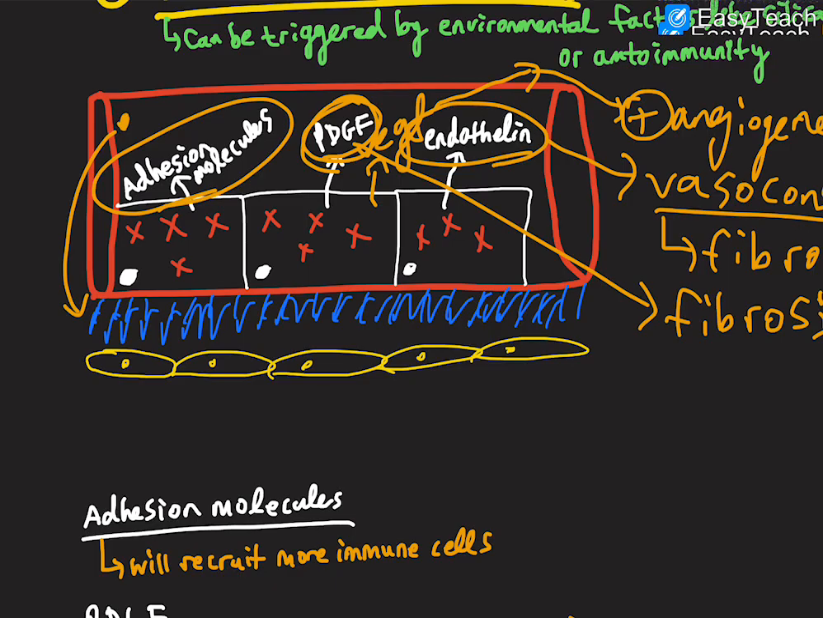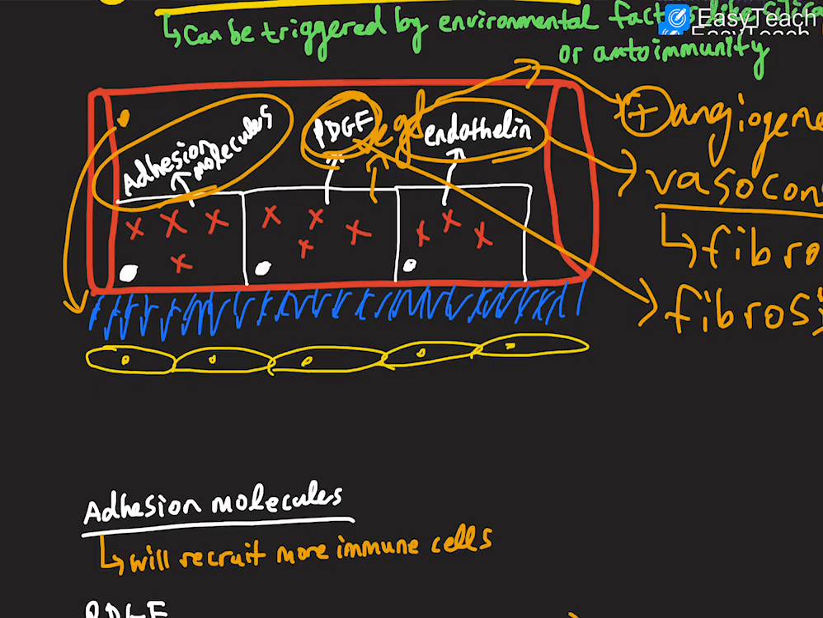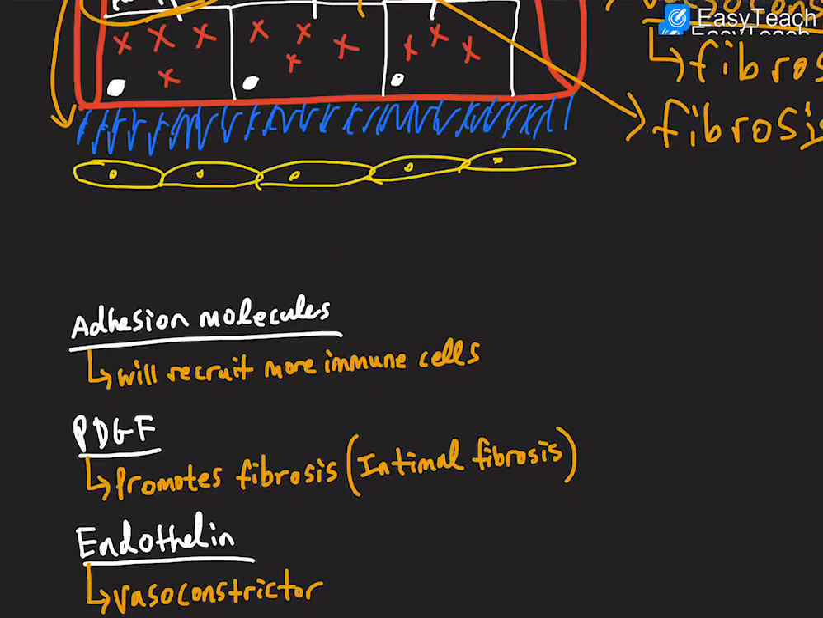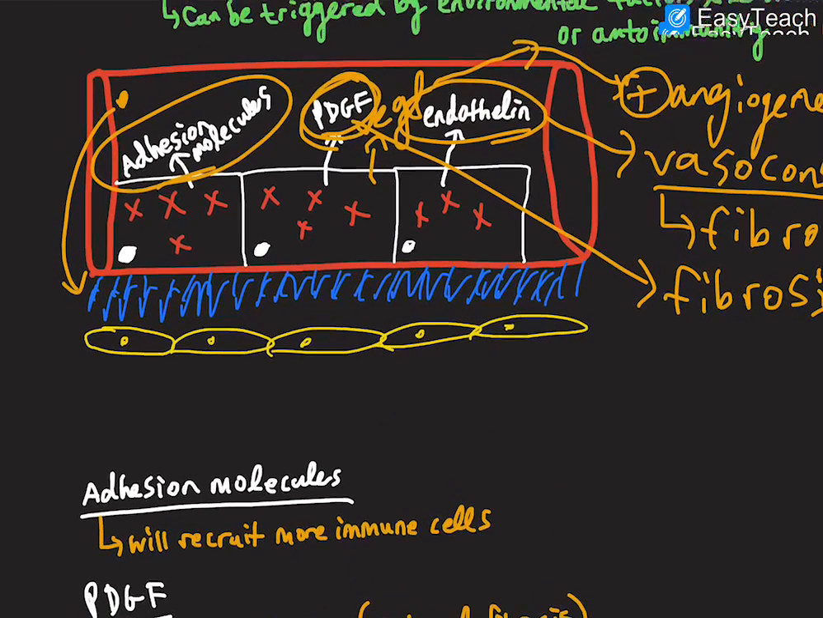Not only do these damaged endothelial cells release these molecules, we also release damage-associated molecular patterns. Remember that dying cells can release DAMPs. And remember, macrophages can engulf these DAMPs, or self-antigens, and present them to our self-reactive T cells that escape central tolerance. But we'll talk about that in a bit. So let's see what we have here. Remember, we said adhesion molecules will recruit more immune cells.